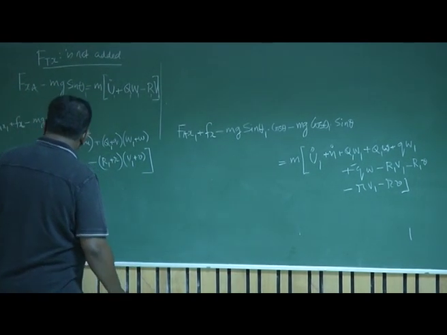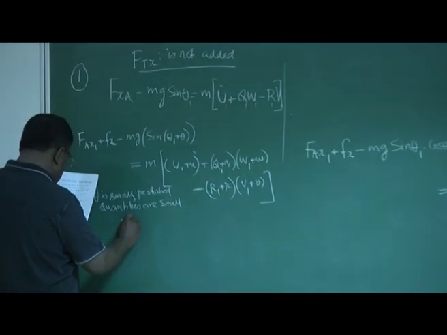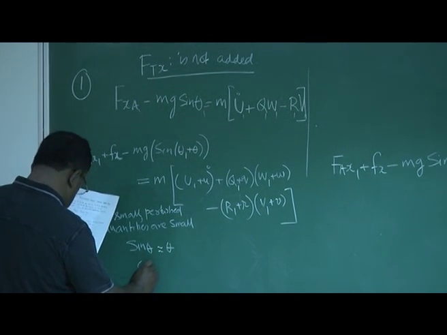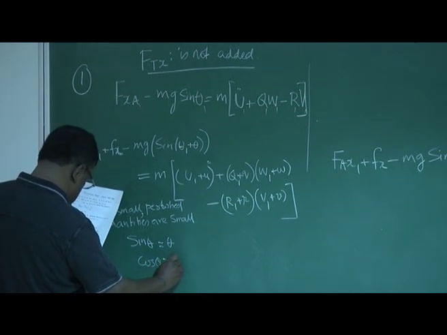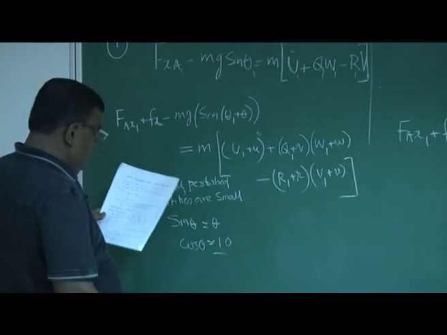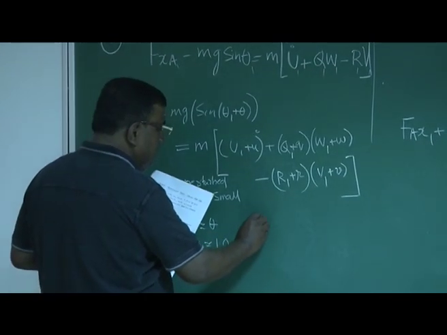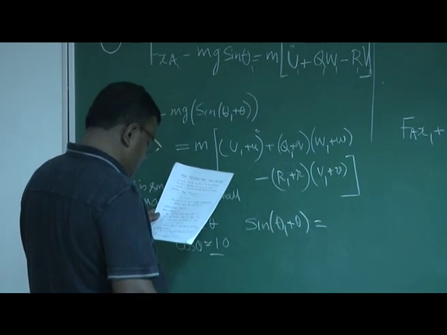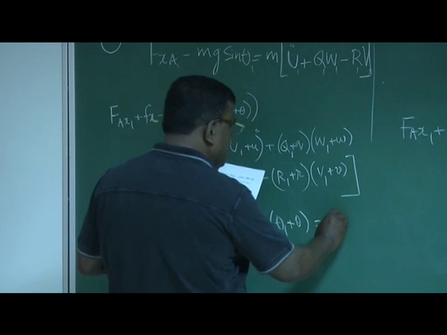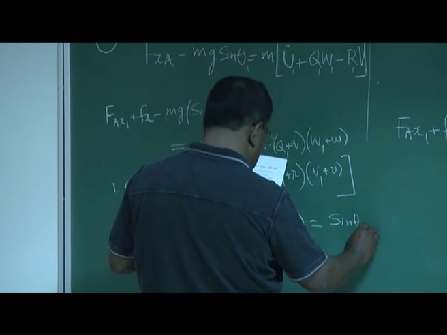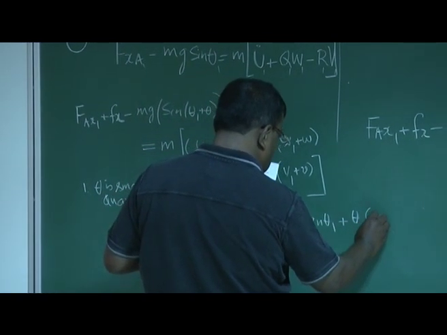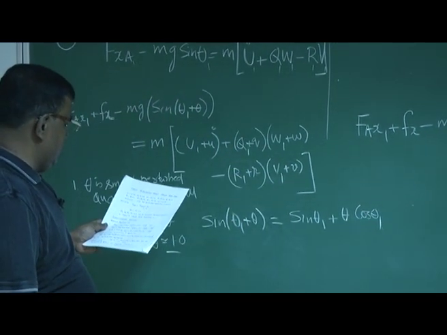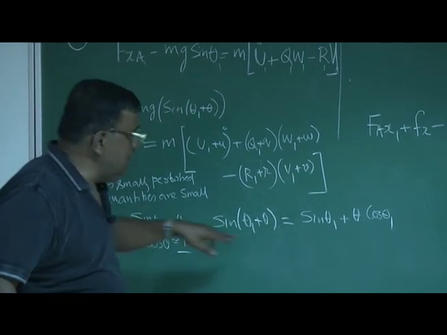Now, we are assuming theta is small, so I will say sine theta is theta and cos theta is 1. If I expand sine of theta 1 plus theta, it will be nothing but sine theta 1 plus theta cos theta 1. Please understand the approximation is that theta is small, but theta 1 is not small.